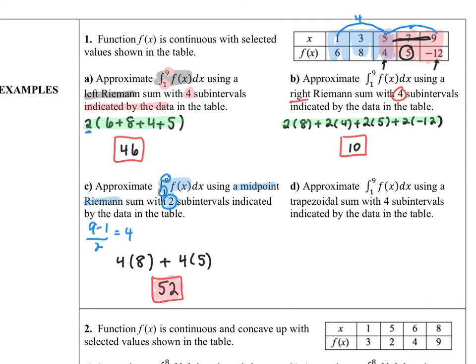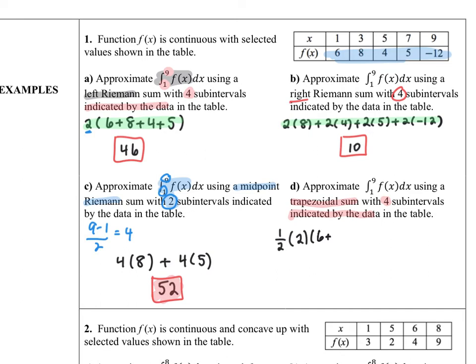In part D, I'm asked to do a trapezoidal sum, 4 subintervals indicated by the data. The first thing I see in my data is I have equal subintervals, which means I can use the trapezoidal rule if I want to. My equal subintervals are 2 units in length. That gives me the height of each of my trapezoids. So that's going to be a 1/2 times a 2. I take the first base. The bases are going to be found by the f of x values. So my bases are in this f of x row. I take that first base once. So that would be 6.